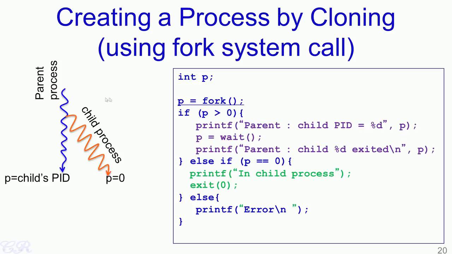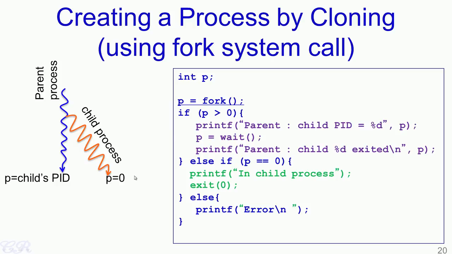OS would then create an exact replica of the parent process. So, this would be the parent process, and the exact replica of this process is known as the child process. The only difference between the parent process and the child process is that p in the parent process is a value which is the child's PID. So, this value is typically greater than 0. However, in the child process the value of p equals 0.